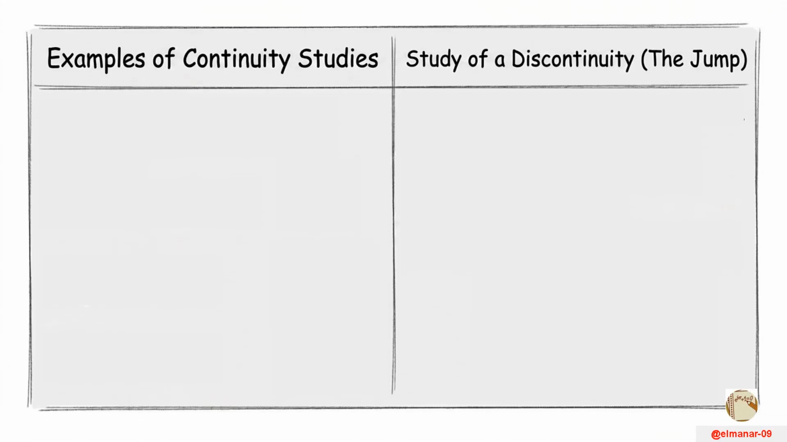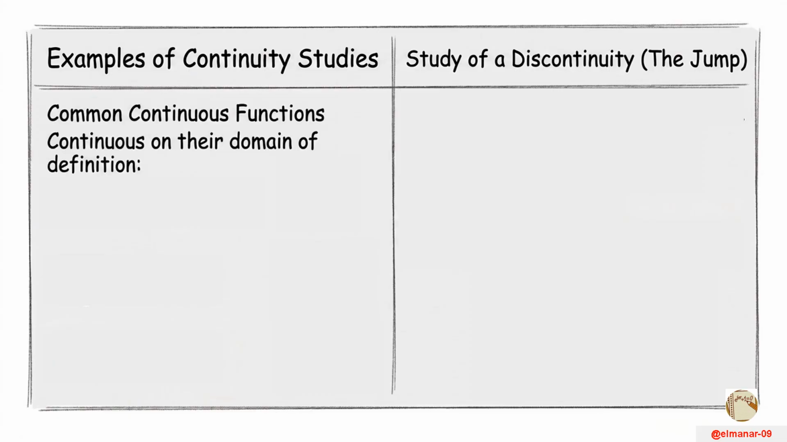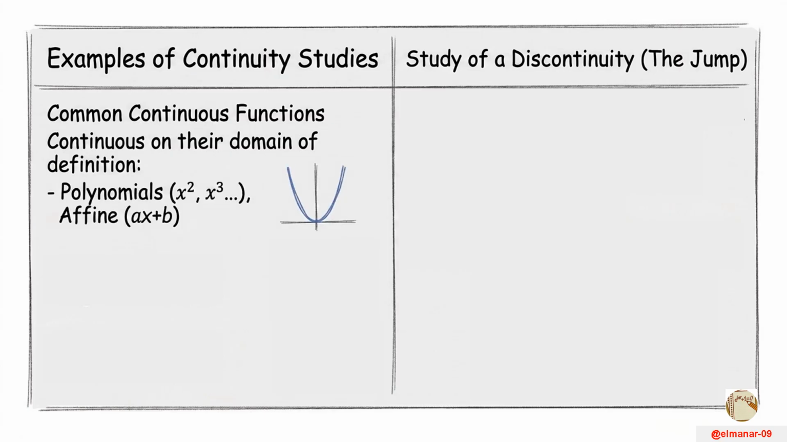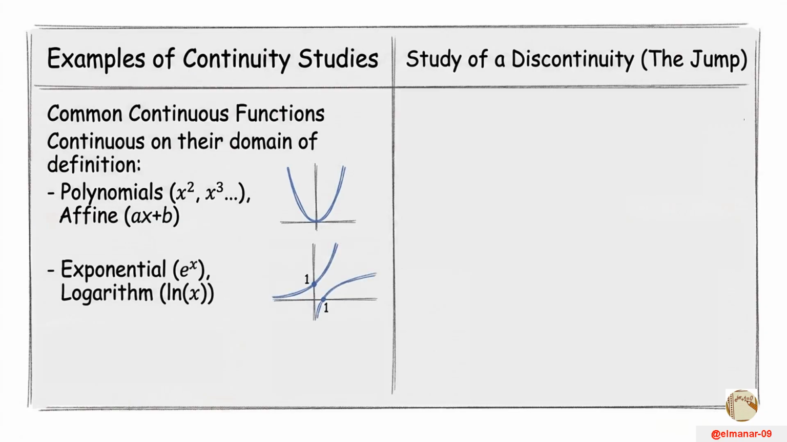Let's look at some examples to make this real. Most of our common functions are continuous on their entire domain of definition. Polynomials, like x squared or x cubed, linear functions, exponential functions, and natural logarithms are all continuous where they are defined. Even the square root function is continuous for all x greater than or equal to 0.